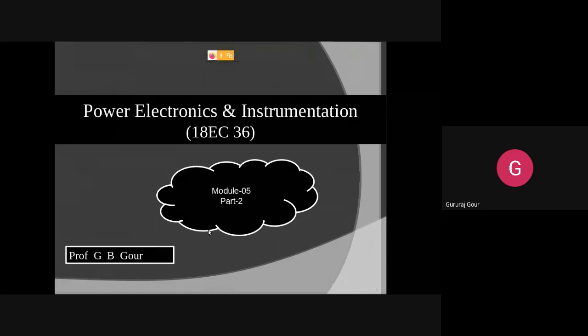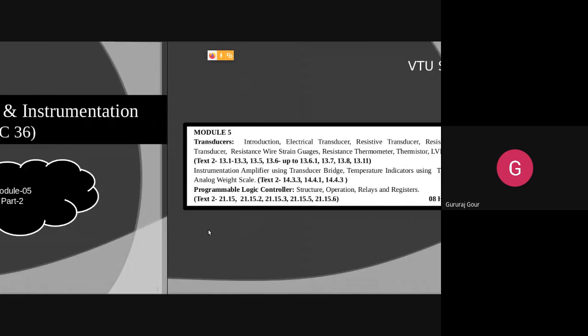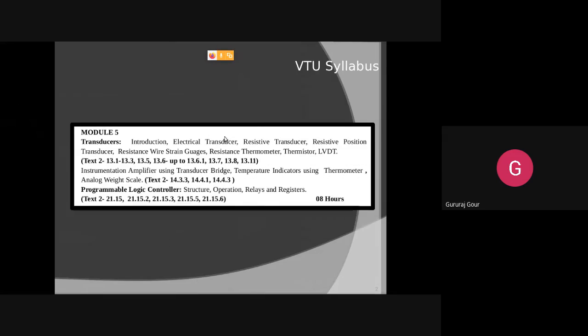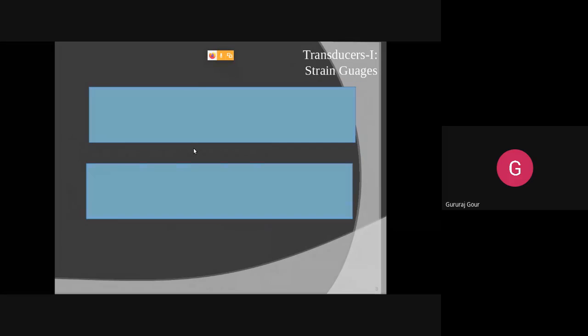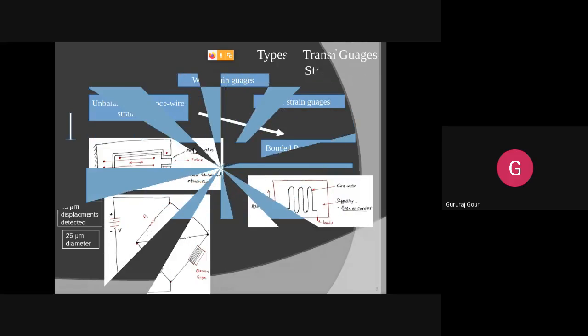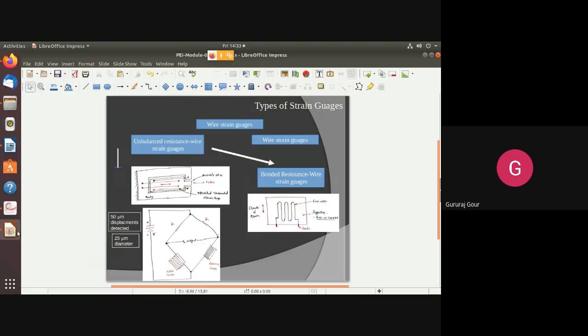So today in this second part of module 5, we completed up to LVDT, except the strain gauges, which I left out because it's a big topic that we have to discuss. So strain gauge basically is this one. That's why I came up with the note also.